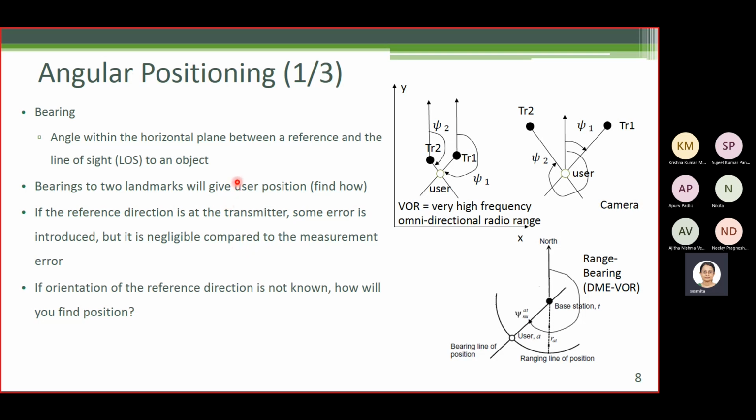Now here you need to write the equations and find the user position when the reference direction is known. What if the reference direction is not known? What do you think you should do then? If you already know the answer, do not respond. If you do not know, think about it and then you continue.